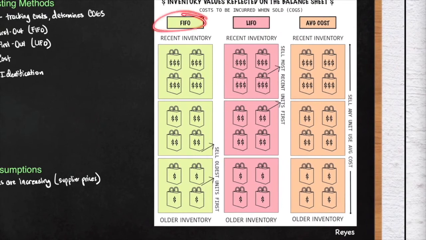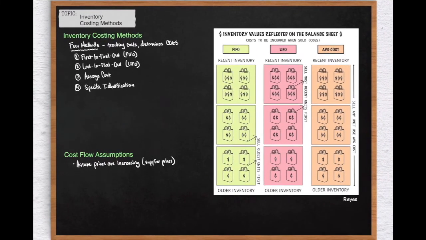I made a little diagram here. The first column is FIFO. If you notice, the recent inventory is on top and the older inventory is on the bottom. Like I said, first in, first out, the older inventory, which was purchased cheaper, leaves first when you sell it. The second column is LIFO. Again, the recent inventory is on top, the older inventory is at the bottom. We're assuming that your more recent inventory is a little more expensive, but that's what you sell first when you sell to a customer. The third one is average cost, where you take an average of the costs and consider that when you record cost of goods sold.